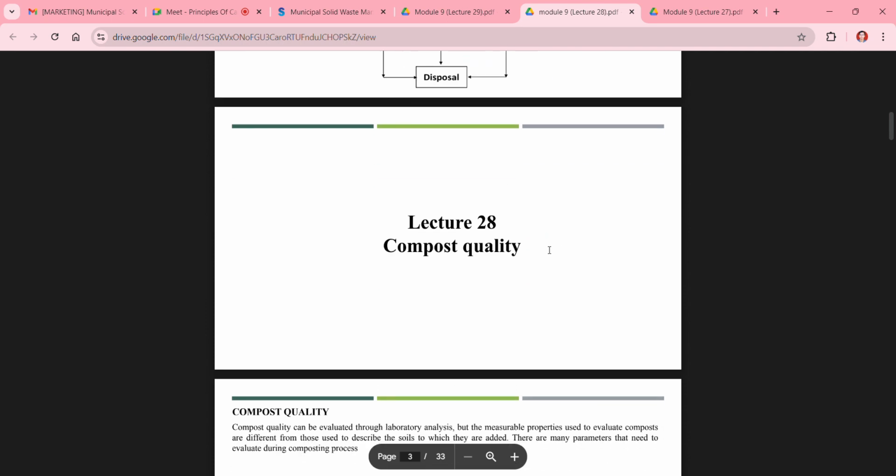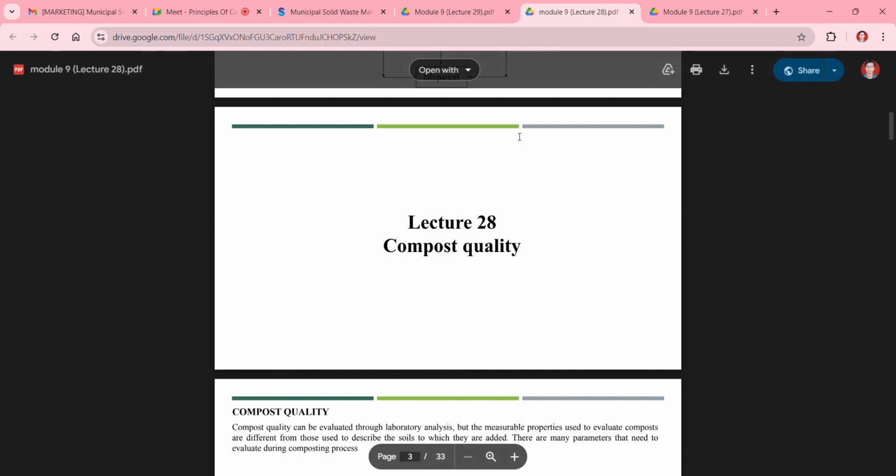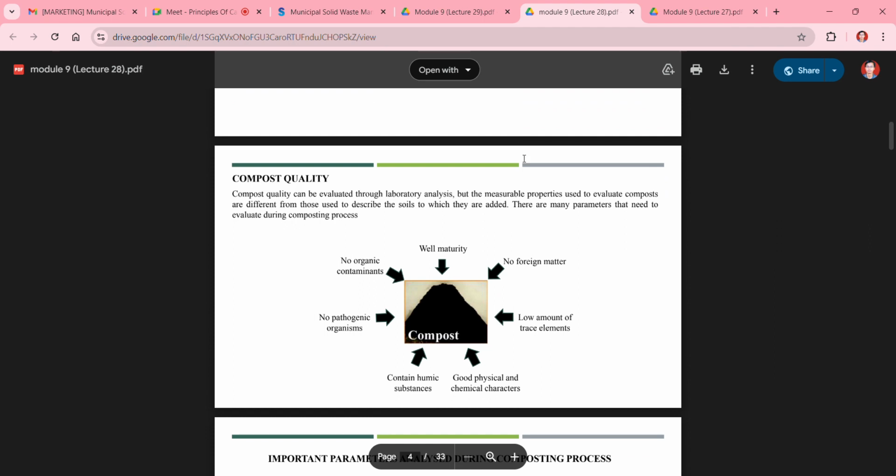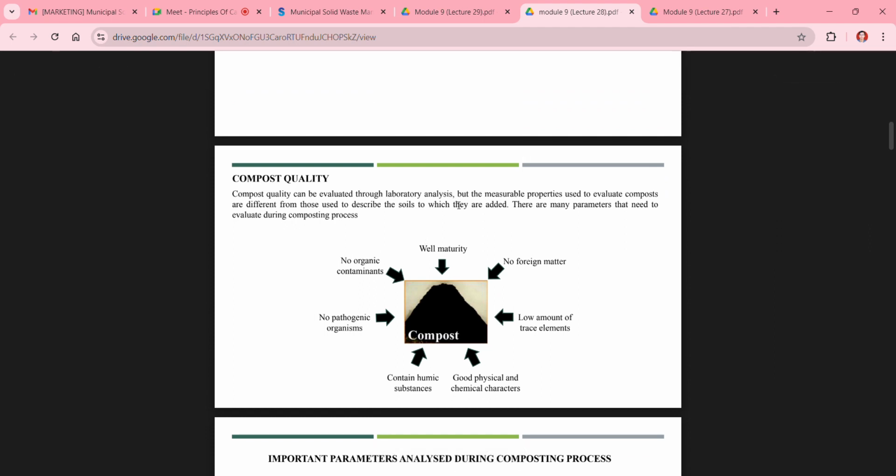Okay, so we have created some compost material from municipal solid waste via different processes, like the rotary drum composter, or maybe static or aeration pile type systems. But before that compost hits the market, we have to check the quality of the compost material before marketing it, or before using it. Okay, that has to be checked. So compost quality can be evaluated through laboratory analysis.